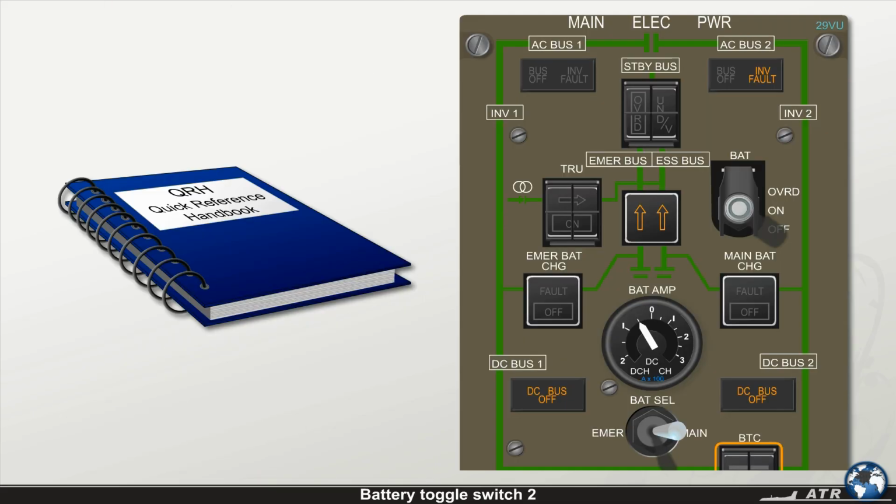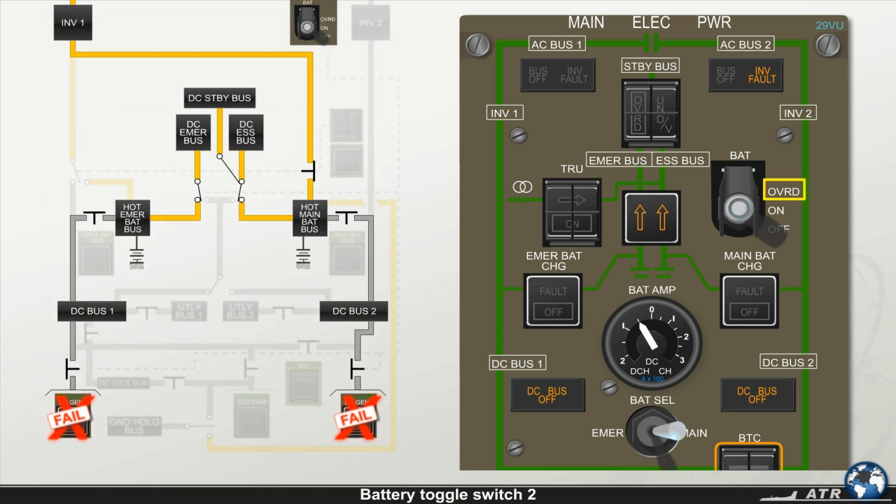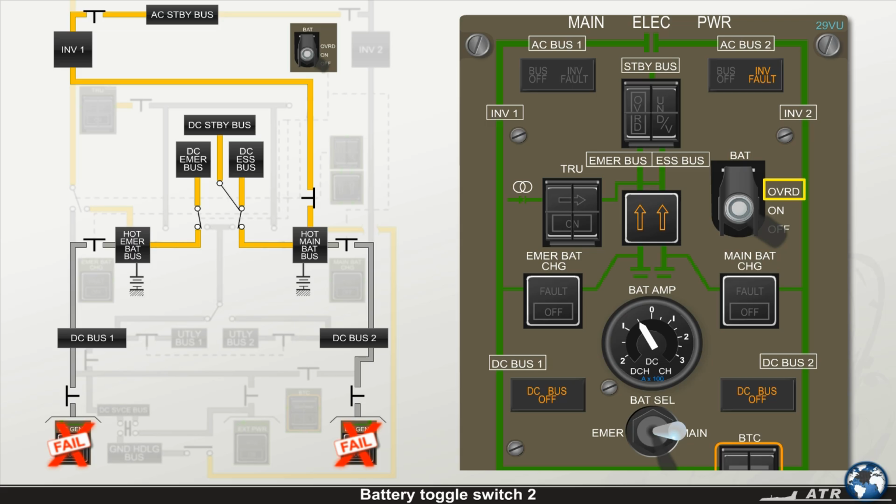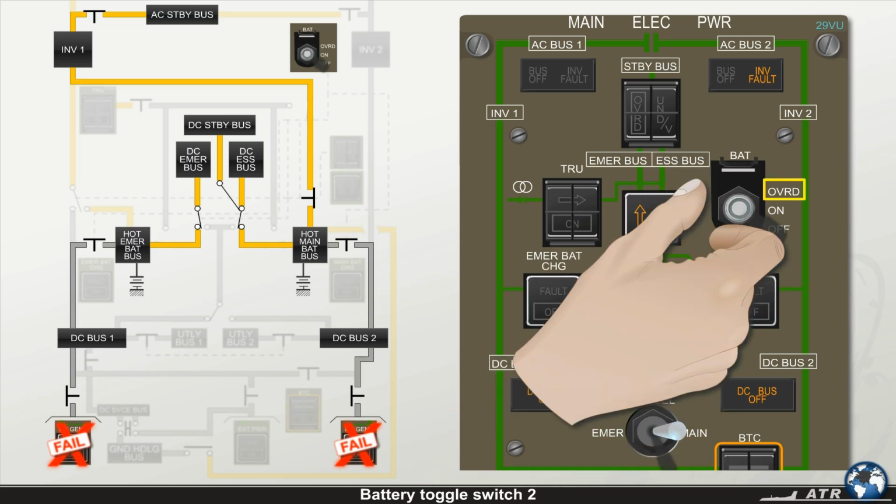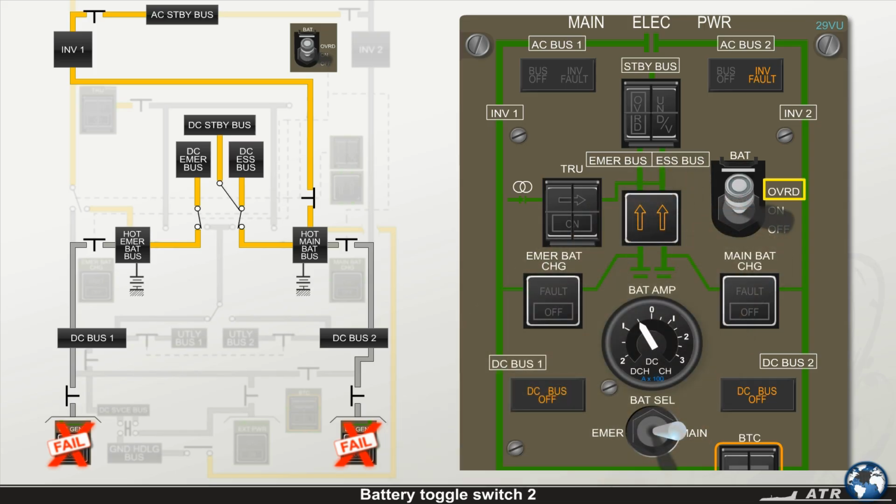In case of a dual DC generator loss, if required by a checklist contained in the QRH, the battery toggle switch can be set to the override position. To select the toggle switch to override, you have to first lift the guard. This action overrides all protection functions of the electrical system and ensures that the buses are supplied by their respective battery in the same way it happens when no DC generator or external power unit are available.